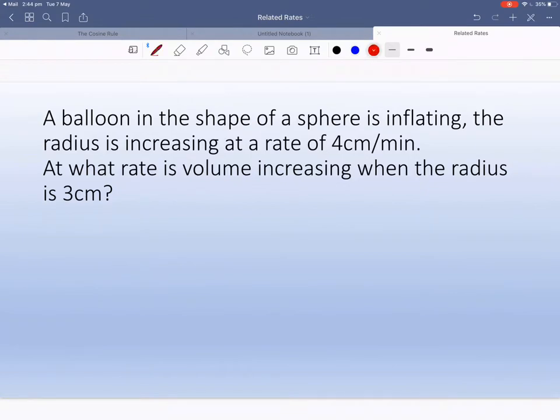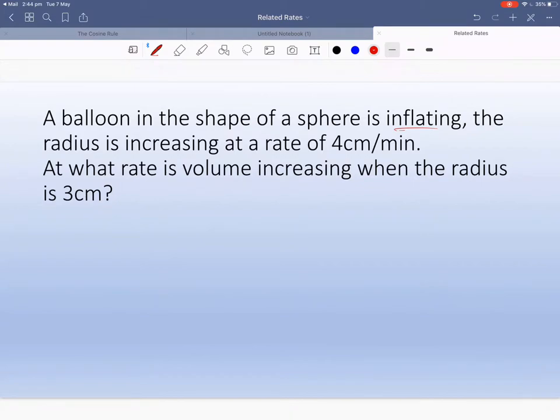All right, so a balloon in the shape of a sphere, so that's really, really important, is inflating. The radius is increasing at a rate of 4 centimeters per minute. So right there we have a rate, okay? At what rate is the volume increasing when the radius is 3 centimeters? Okay, so there's the question.